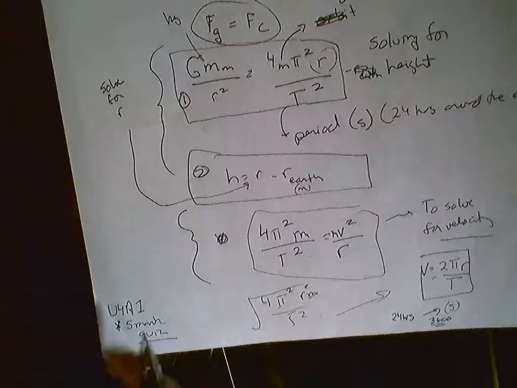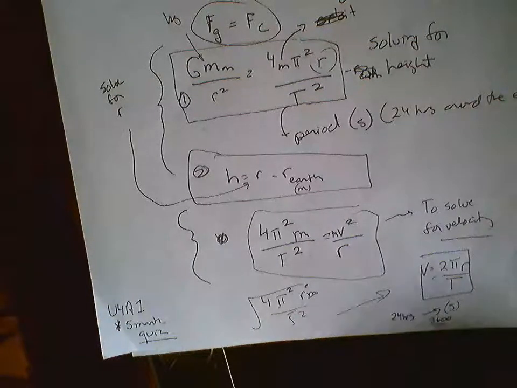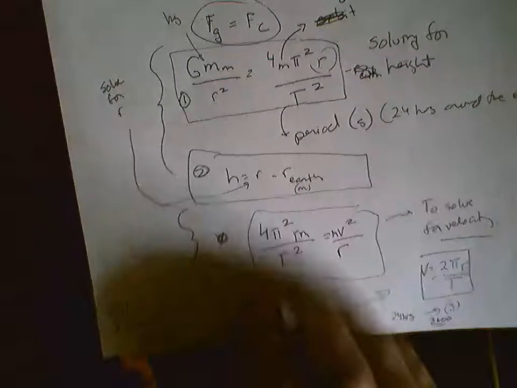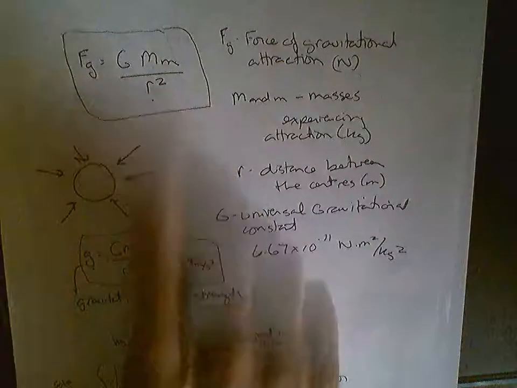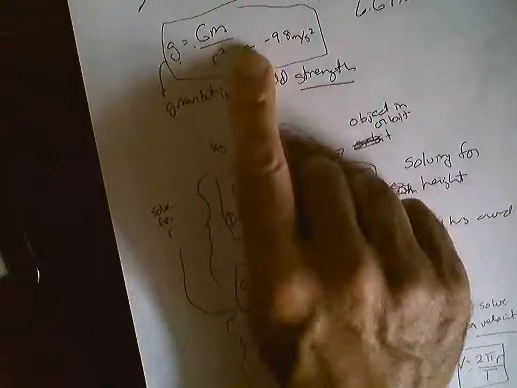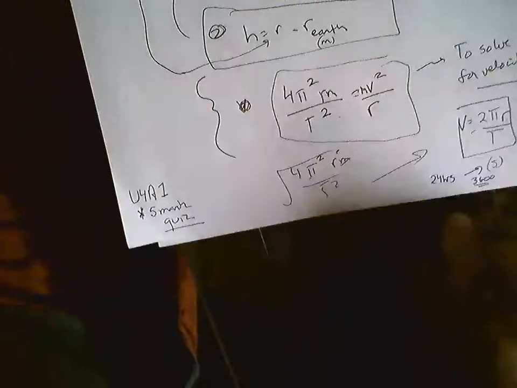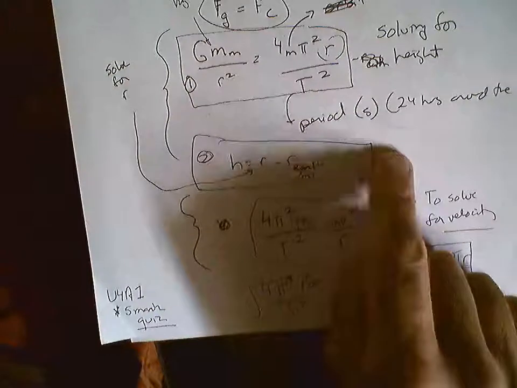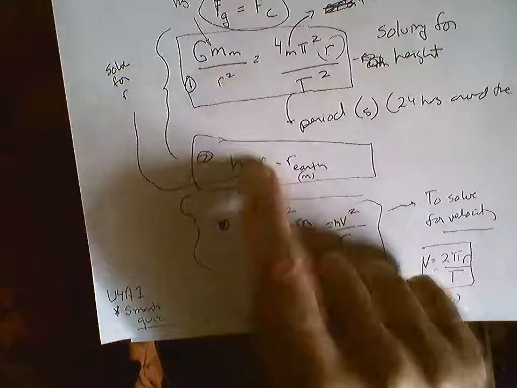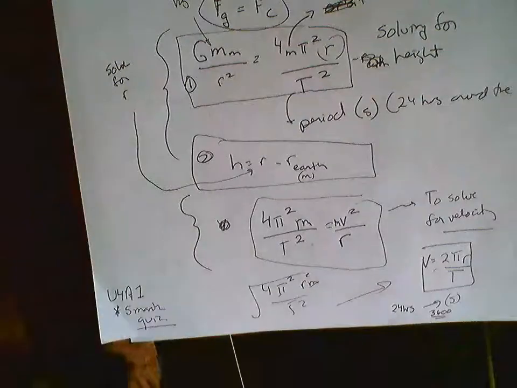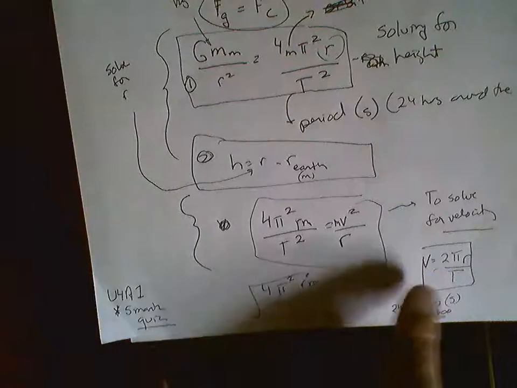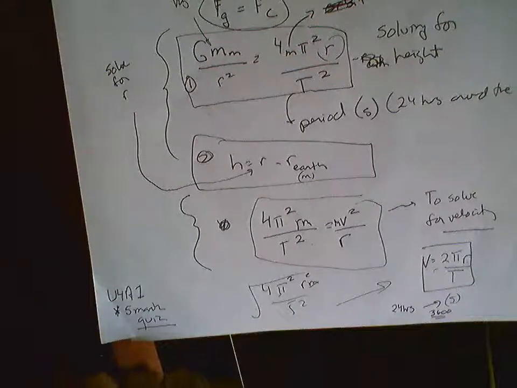Okay, U4A1 is a 5-mark quiz that you have to do. So let's just quickly review the 4 things you need from U4A1. You have to understand the force of gravity formula. You have to understand the field strength formula and how field strength is different from force of gravity. You have to be able to follow the deriving of a formula. You only have to be able to use that formula on a test, and you'll have to know how this formula here works with this formula here to get the height of the satellite above the Earth, and you'll have to be able to use this formula here to get the velocity of the satellite.